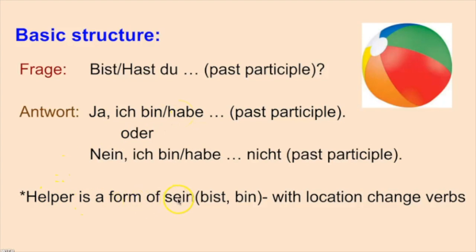You will be using a form of sein, such as bist or bin, when we are using any verbs that indicate a change of location. You will see those on the next slide. We would be using a form of haben, such as hast or habe, if it is any other kind of verb.